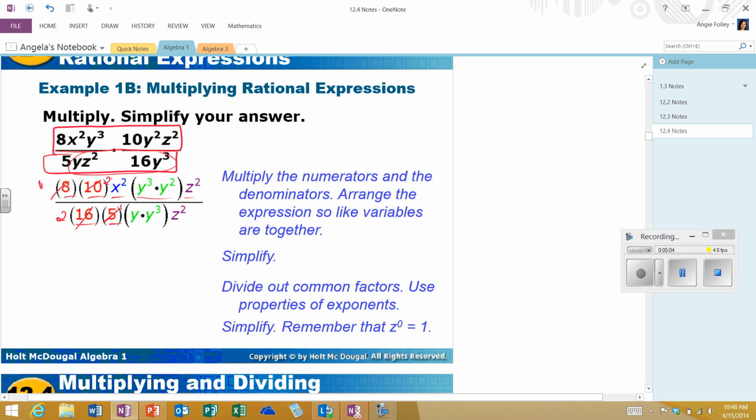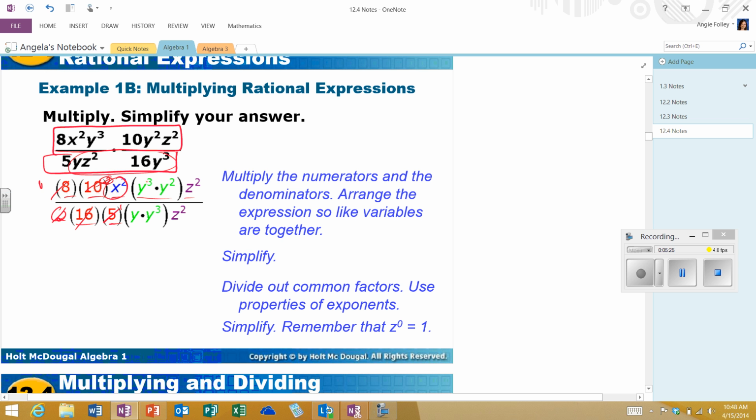And then even from there, I've got a 2 and a 2 left. Those 2's cancel. So I can simplify pretty much all of those numbers right away, which is nice. Now there's no x's on the bottom, so I can't simplify the x's at all. So we're just going to keep that as is. So the x squared stays on top.